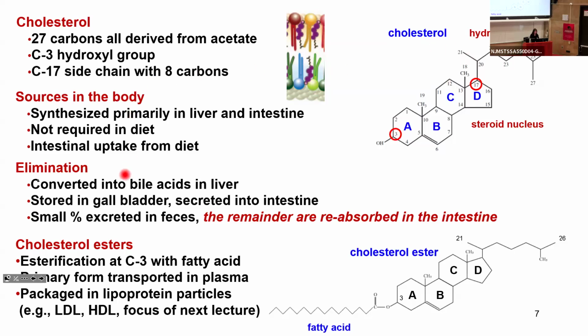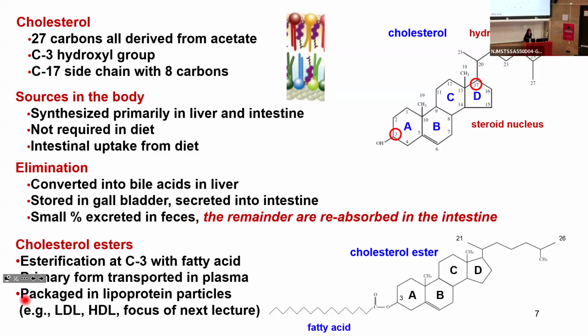The only way to eliminate cholesterol in the body is when it gets converted into bile acids. It gets stored in the gallbladder. And when you eat something, then it gets secreted into the intestine, and only a small percent of the bile, right, that's surrounding lipids will be excreted into the feces. The remainder are reabsorbed. So only like 5% of cholesterol that's present in bile acids can be eliminated from the body in that way.